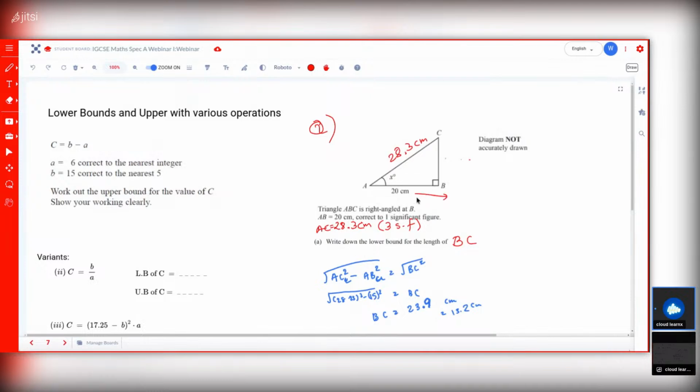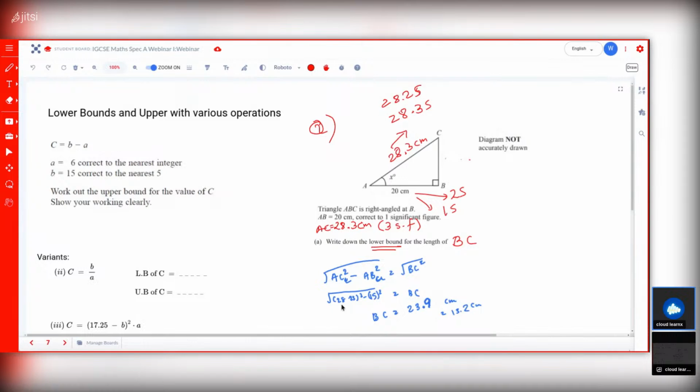I think the student successfully identified the upper bounds and lower bounds. So the upper bound would be 25, lower bound would be 15, to 1SF. This one, it is 28.35 and then 28.25.